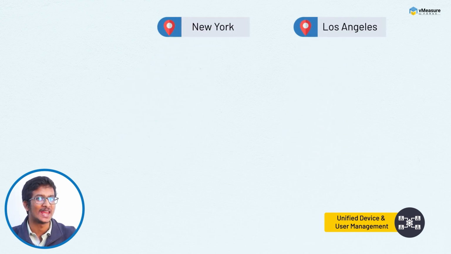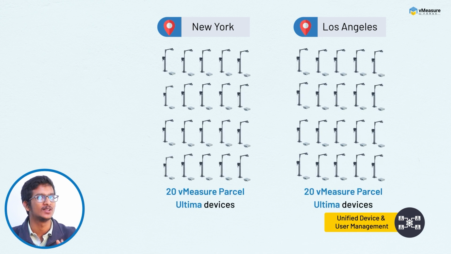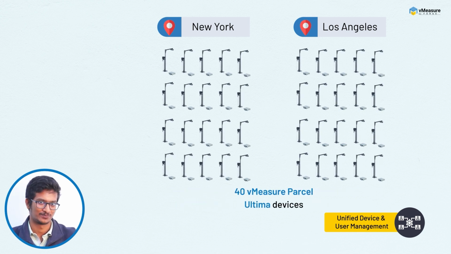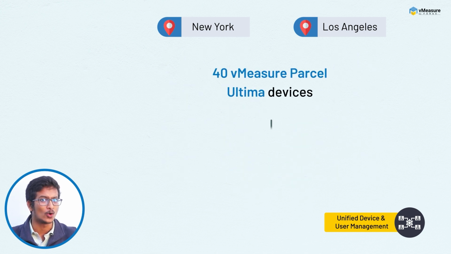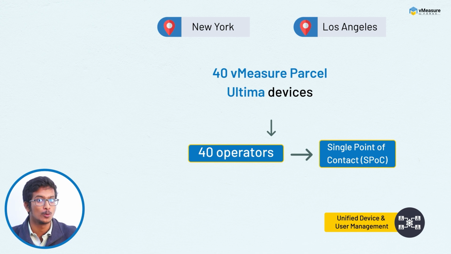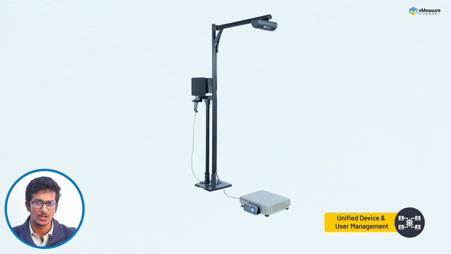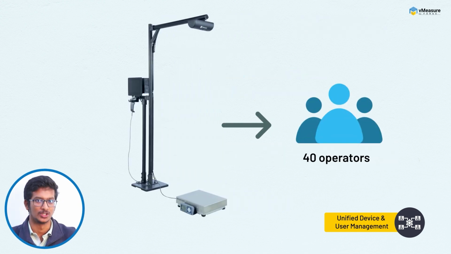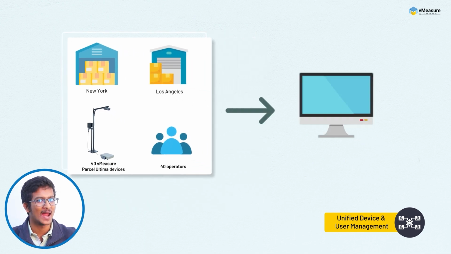Go on to assume that each site has deployed 20 vMeasure devices. So that's a total of 40 devices. There would be operators for each of the 40 devices and a single point of contact for a group of operators. In short, there will be many users of vMeasure. So, how can you manage all the devices and all the users from a unified console? vMeasure Forge can make that happen for you, and that's what I'm about to show you in this video.